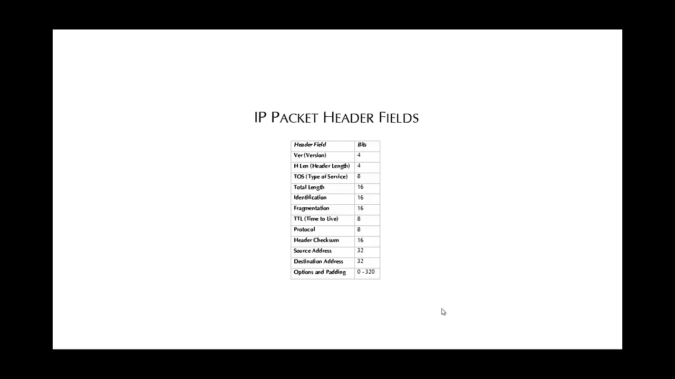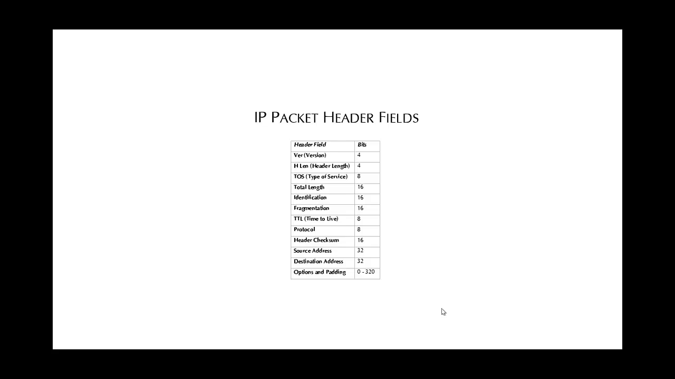Then you have time to live. So each router decrements the TTL by 1. When the TTL is 0, the packet is dropped. The original value depends on the sending application. It is used to prevent packets caught in a routing loop from circulating endlessly between routers and clogging the network. So as each packet traverses a router, it will decrement the TTL by 1. And basically when it gets to 0, the packet is dropped.